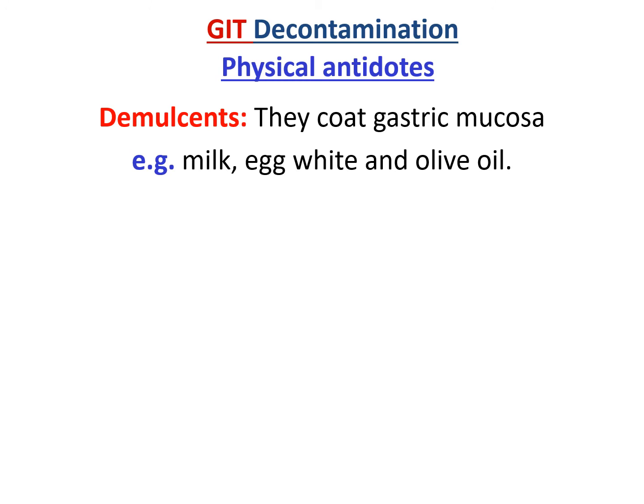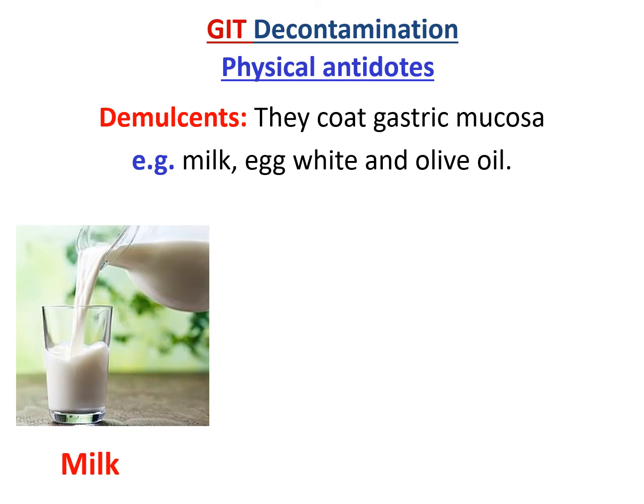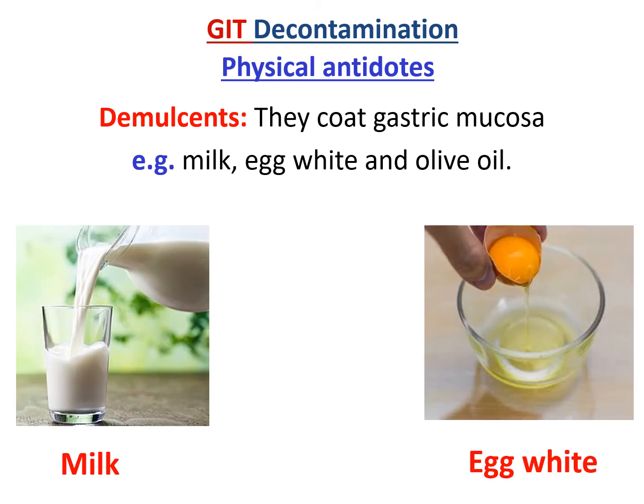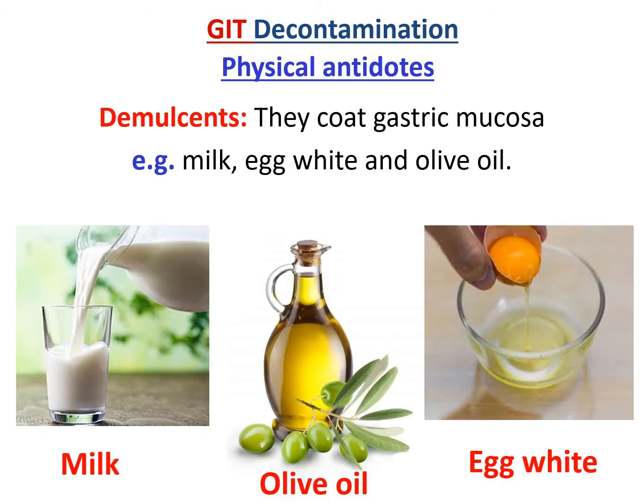Demulcents are substances that coat the gastric mucosa, and so they decrease the contact between the toxic agent and the gastric mucosa, delaying the absorption of the toxin, such as milk, egg white, and olive oil. As you noticed, they are substances present in our homes and can be used as an antidote in the first aid of toxicology, so they are called household antidotes.